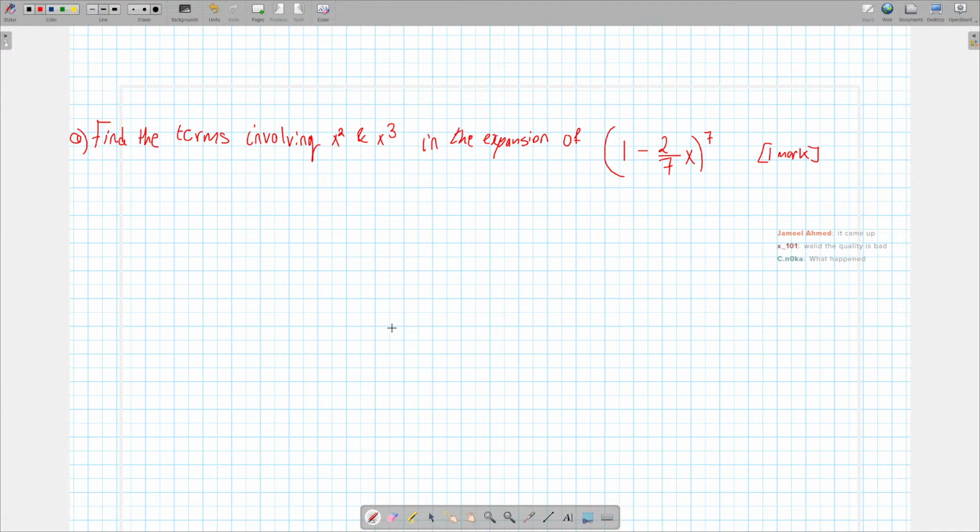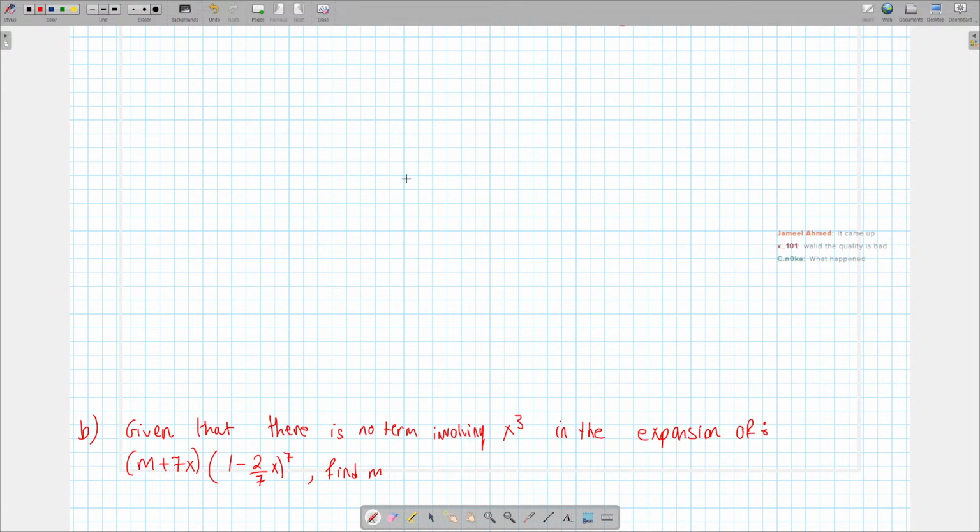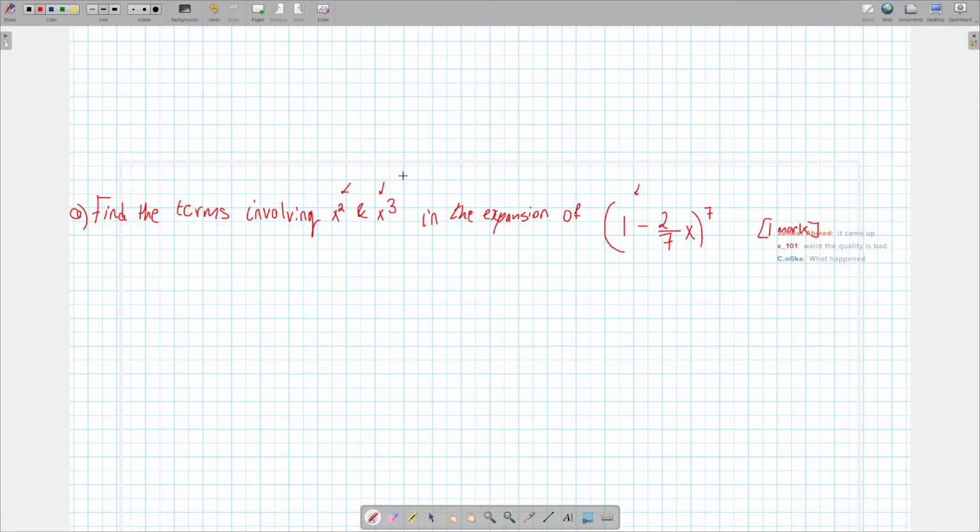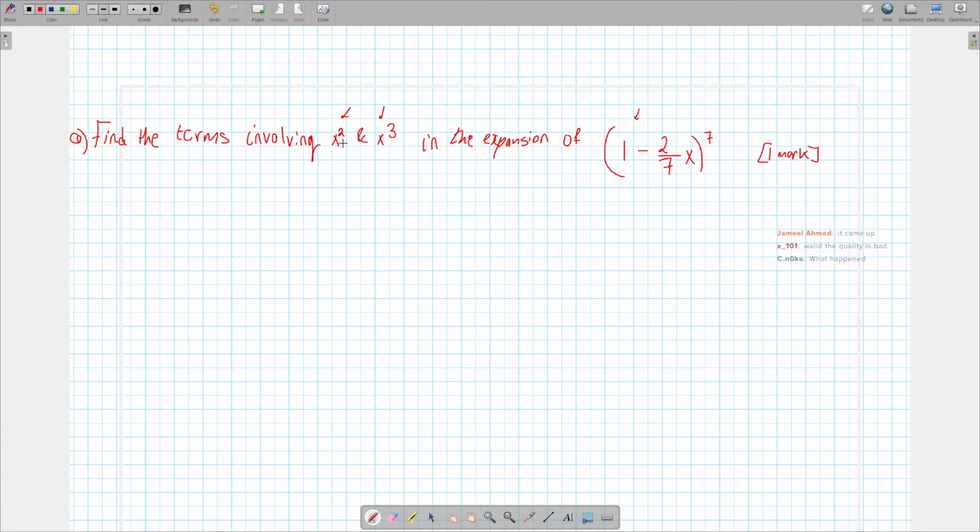2 questions written. Find the terms involving x squared and x cubed in the expansion of (1 minus 2 over 7x) to the power of 7. For this one here, you can directly find the power 2 and power 3 and you'll get the full mark. Or if you want, you can find the expansion up until 2 and up until 3. If you want my advice, it would be easier just to find x squared and x cubed.